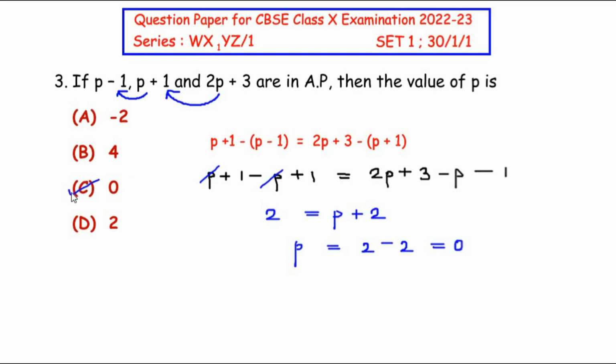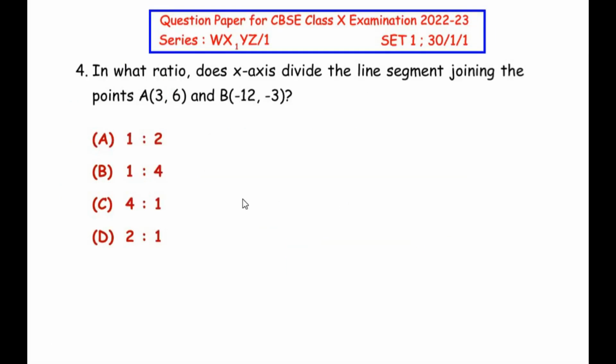Let us move on to the fourth question. Now the fourth question is from the coordinate geometry chapter. In what ratio does the x-axis divide the line segment joining the points A(3, 6) and B(-12, -3)? So let us understand this question by using a rough figure first.